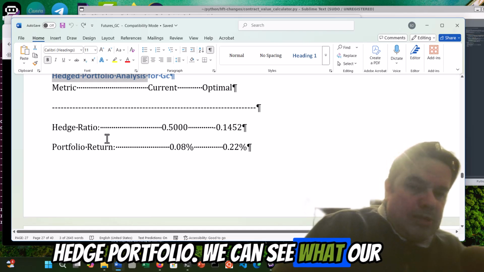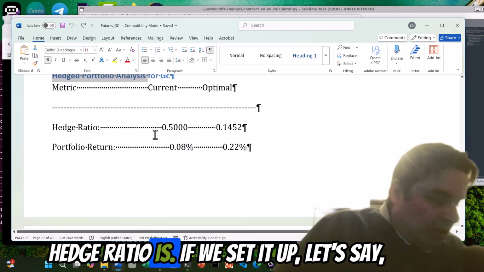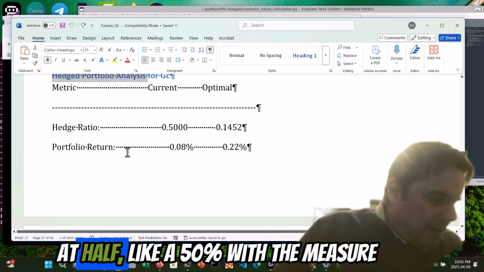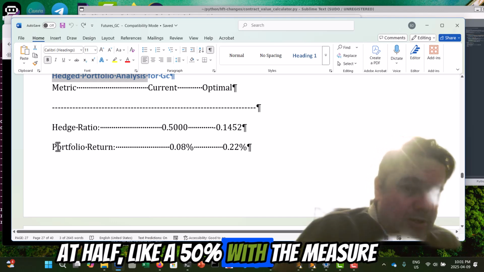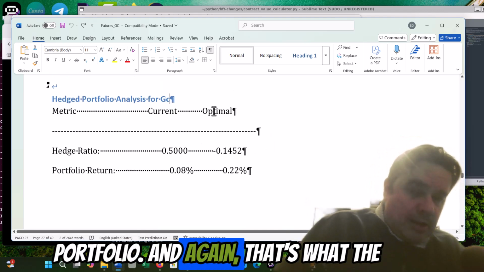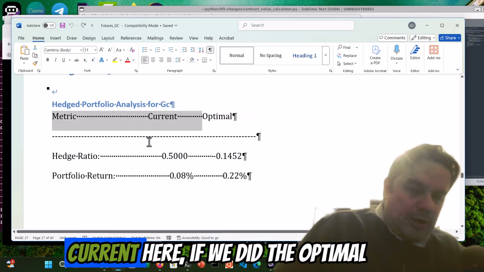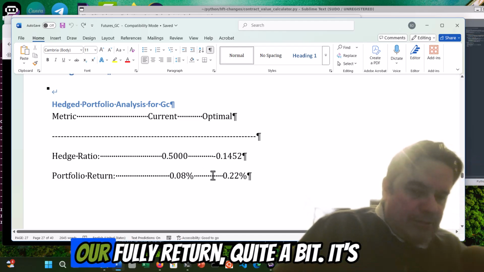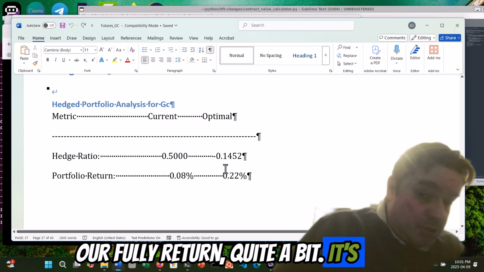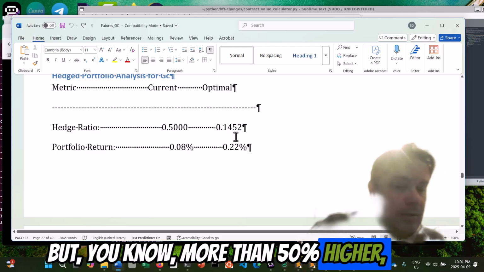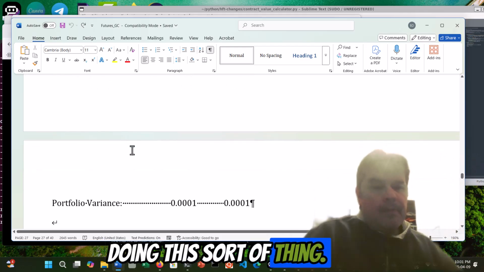We can see what our hedge ratio is if we set it, let's say, at 50%. We can measure out our potential return on the portfolio. And again, that's with the current ratio here. But if we did the optimal, knowing what we know, we can boost our portfolio return quite a bit. Almost doubling, not quite doubling it, but more than 50% higher doing this sort of thing.